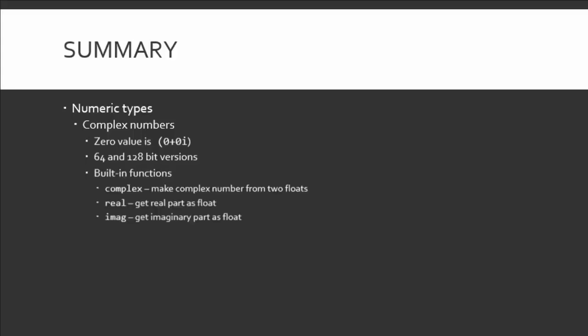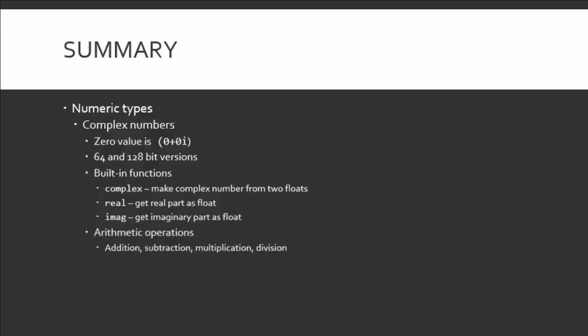We have some built-in functions that we can work with. So we can use the complex function in order to create a complex number. We can use the real function in order to get the real component, and we can use the imag function in order to get the imaginary component of a complex number. Now the data type that comes out of that depends on the size of the complex number going in. So complex 64 is going to give you a float 32 out from the real and the imag function, and a complex 128 is going to give you a float 64 out of the real and the imag function.